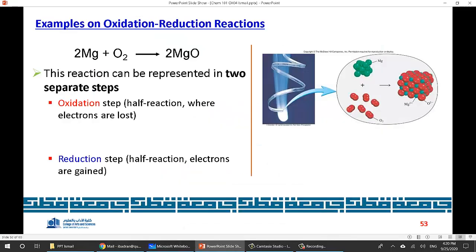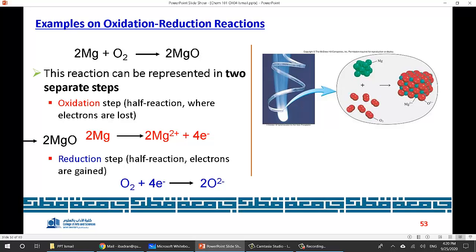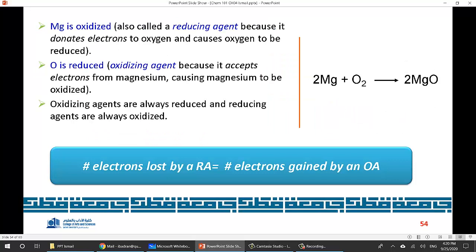So this is another example of Mg, magnesium, reacting with oxygen to form magnesium oxide. And if you want to break this down into 2 equations, the first one will be 2Mg will go to 2Mg2+ plus 4 electrons, and those 4 electrons will go to oxygen to reduce it to 2-, okay? This is called half reaction, half oxidation reaction and half reduction reaction. When you add these two reactions together, you will obtain the redox reaction.